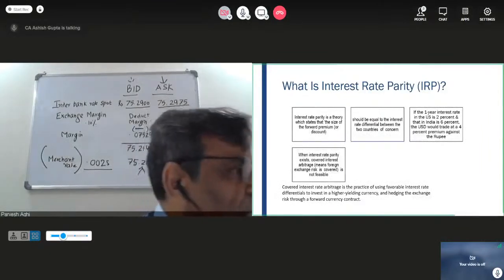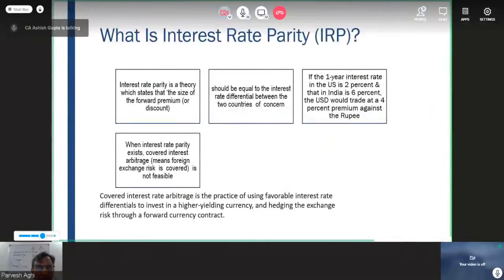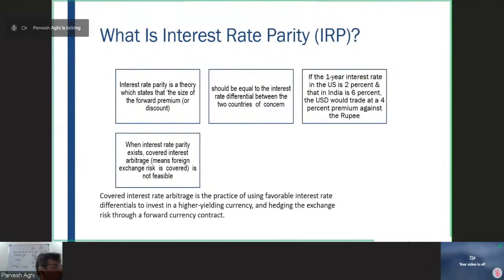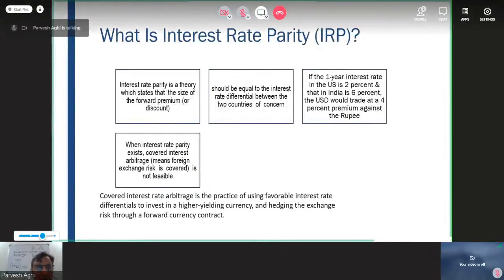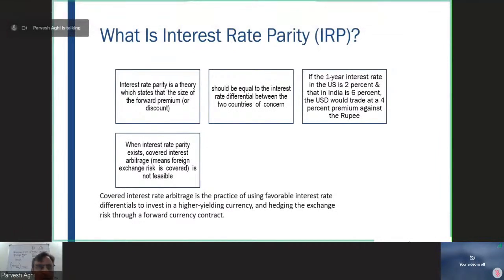Okay. So now I think you can see my screen. So I'll just read about this. What is interest rate parity theory? Okay. So this is a very important theory because many of the questions which have been set in the exams in your study material are from this interest parity theory. So please understand this very carefully, and after you have understood this, we will be moving towards the study material questions.